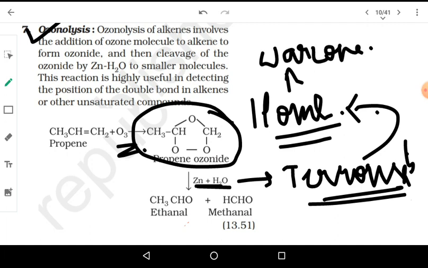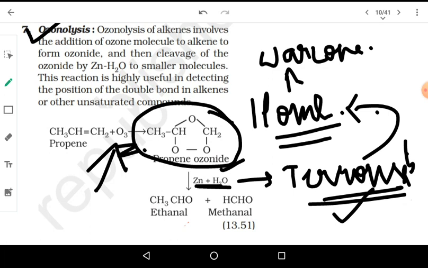So what we need to do is, first we need to create an ozonide. How can we create an ozonide from an alkene? We can create it by adding an ozone molecule, and once we get the ozonide, we are going to destroy it by using a terrorist. And who is the terrorist? It is zinc and water.